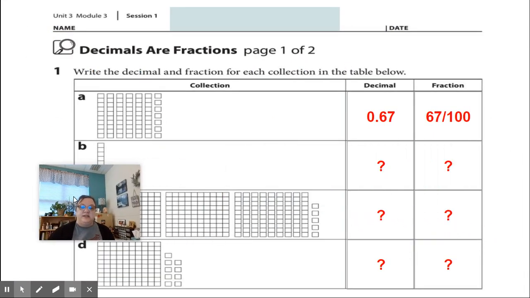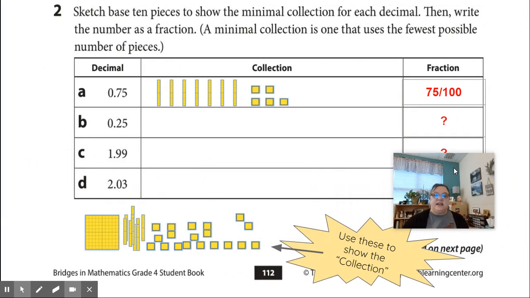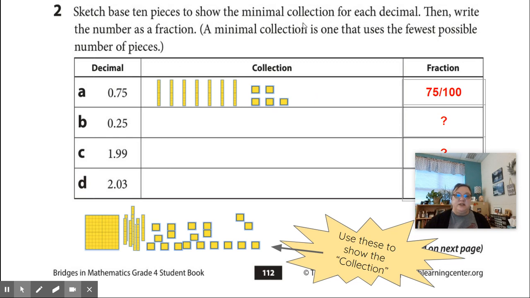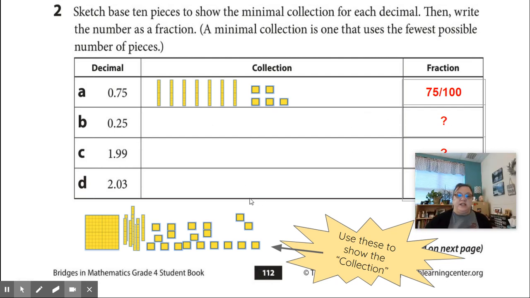So this is what your assignment looks like. Write the decimal and fraction for each collection in the table below. So you've got a picture. You're going to come up with the decimal and the fraction, just like what we worked with. Then on the next page, sketch base 10 pieces to show the minimal collection for each decimal. Then write the number as a fraction. A minimal collection is one that uses the fewest possible number of pieces. And I have made these up so that you don't need to sketch. You can just pull them up, whatever you need, and you should have plenty there for finishing this page.